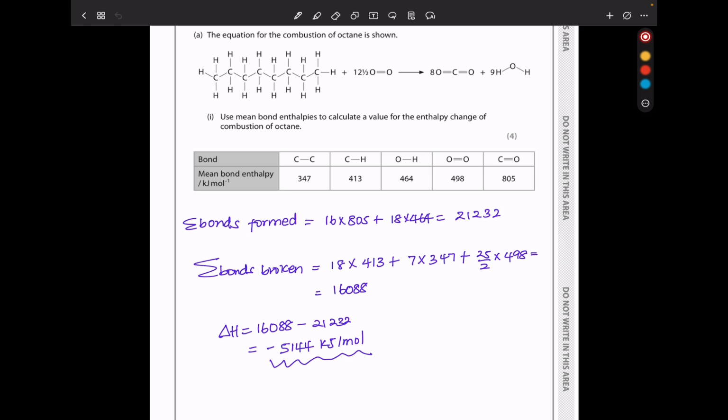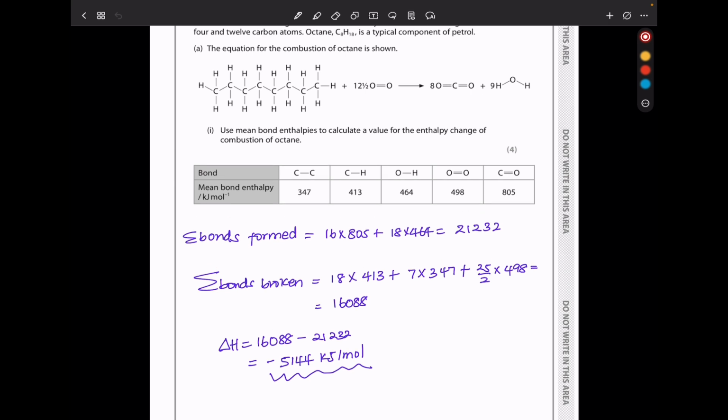So to calculate the delta H, or the enthalpy change, we have to get the summation of bonds formed and the summation of the bonds that are broken. So the bonds that are formed are going to be 8 times 2 carbon oxygen, which is 16 carbon oxygen double bonds, and then 9 times 2, which is 18 oxygen hydrogen bonds. So if I have 16 times the carbon oxygen double bond plus 18 times that, we get that. This is the total from the bonds that are formed.